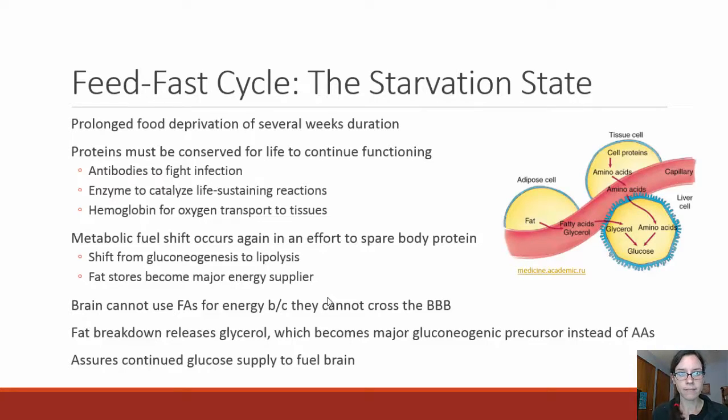Think about it. We need muscle functioning to breathe. We also need antibodies to fight infection. We need our enzymes. We need hemoglobin for oxygen transport. So once our body starts to realize this is serious, we do not have any food coming in, then it starts to really conserve this muscle protein. And we have more of a metabolic shift towards sparing body protein and emphasizing more lipolysis so that we can use the energy from lipolysis. So during the starvation stage, fat becomes our major energy supplier.